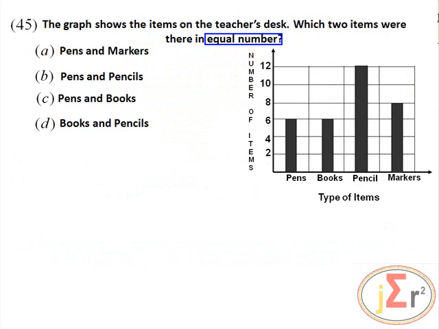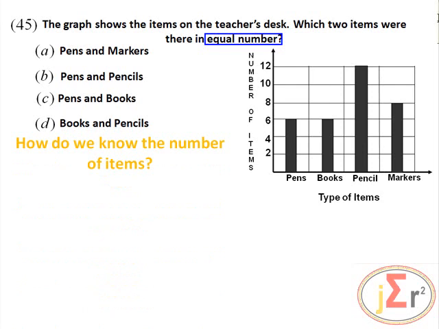The graph shows the items on a teacher's desk. Which two items were there in equal number? How do we know the number of items?